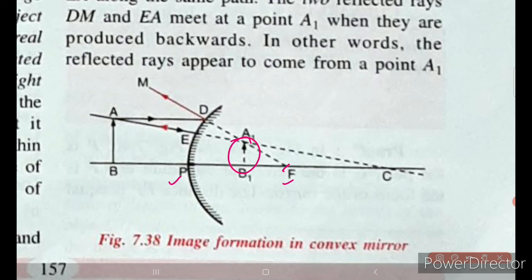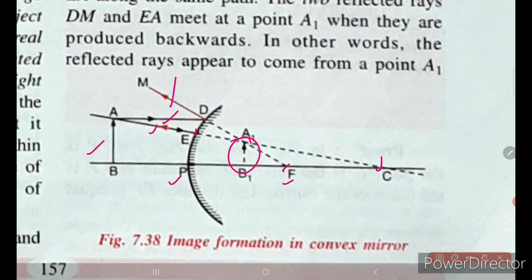So here the object is kept on the principal axis in front of the convex mirror. Using the ray parallel to the principal axis, after reflection it appears to come from the focus, thus this is my reflected ray. Now any ray trying to pass through the center of curvature shall reflect along the same path, thus I am getting the second ray also.